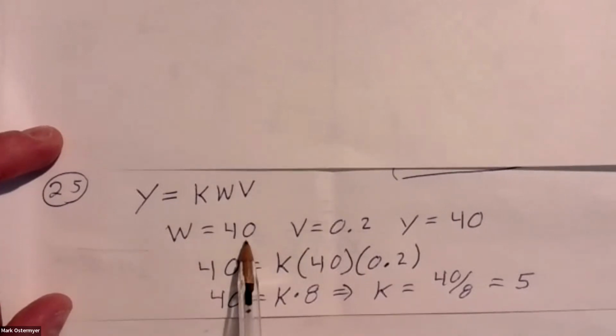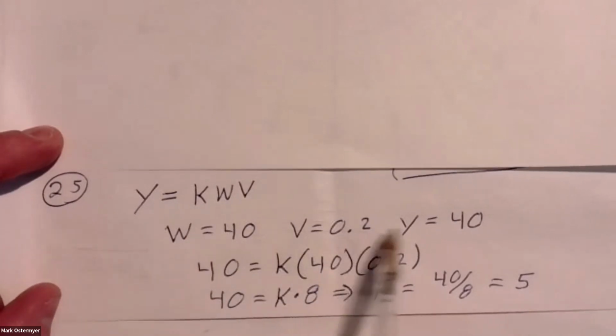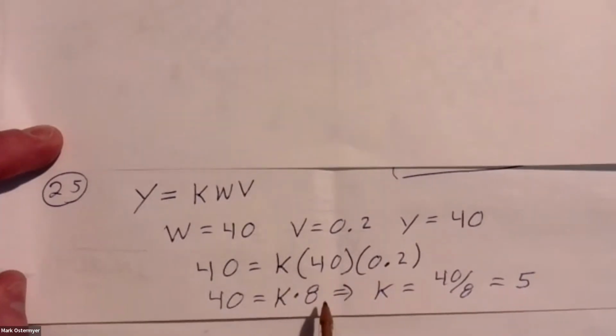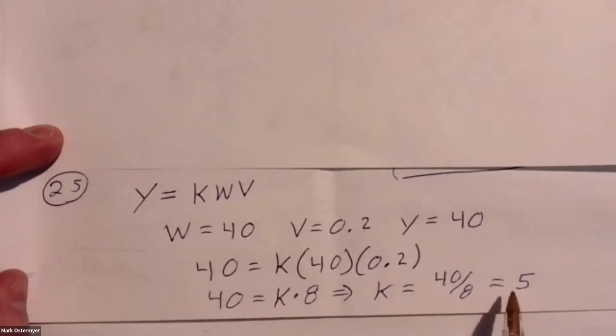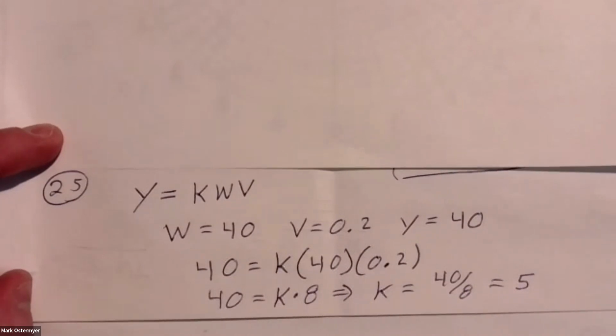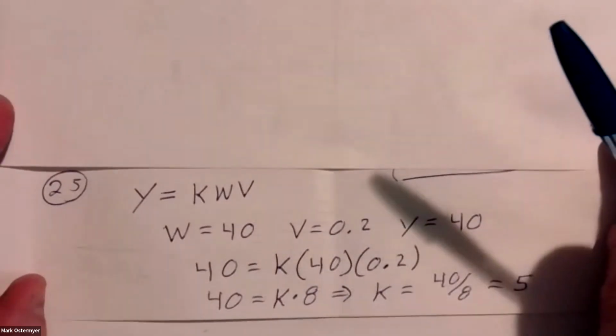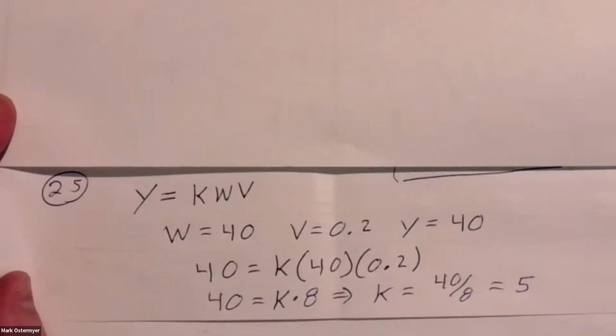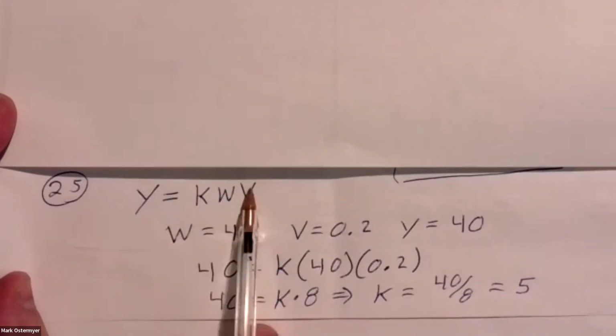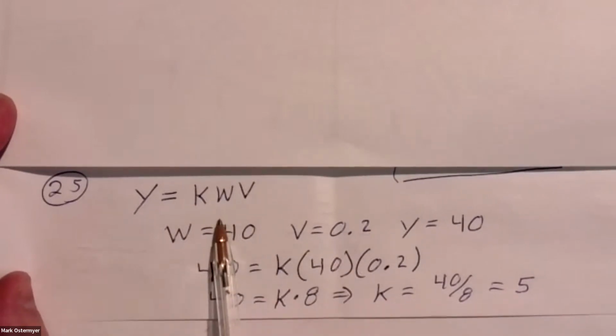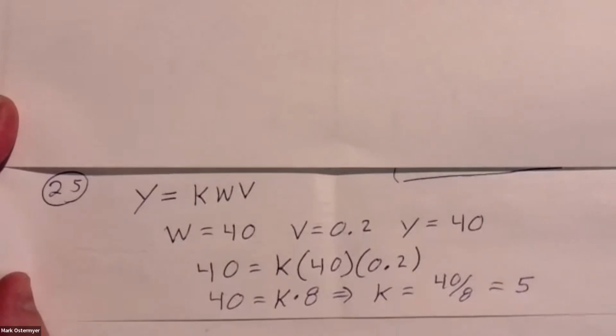They tell you when W is 40, V is 0.2, Y is 40. So we plug those values in where they belong and then solve for K. And I do get K is equal to 5. Anybody get 5 for K? Yeah. All right. So do we understand how we're finding that constant of variation here by using data? First, you got to write the variation, substitute the given data into where it belongs, and then solve for K. That's all there is to it. Okay. All right, that's classwork 1.